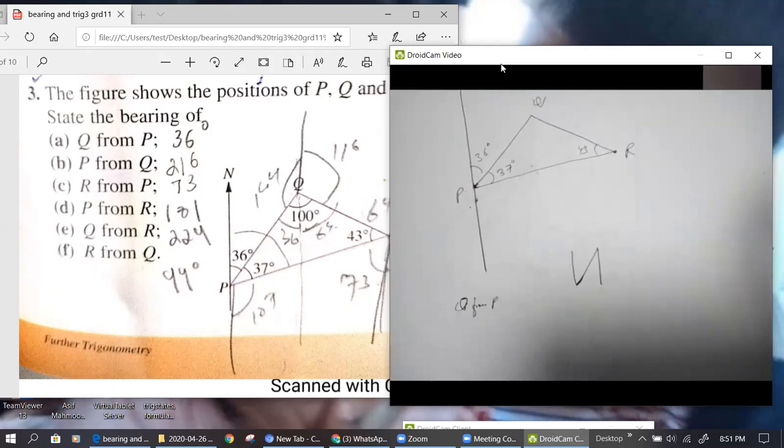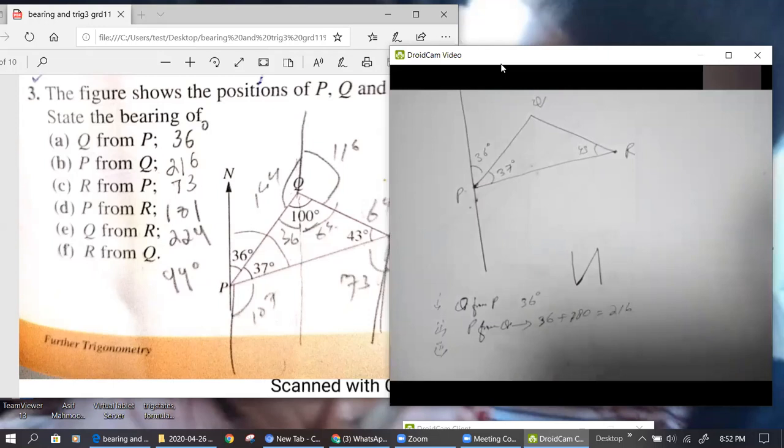Next thing they ask is P from Q. Here I just reversed the letters. So 36 plus 180, which is 216. Very good. So next thing is R from P.